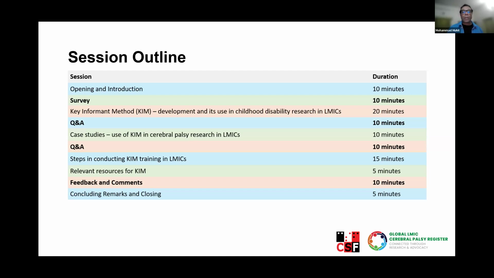And in the third part, we will actually deliver the overall kind of know-how, step-by-step procedure, how to set up a key informant method based register for the children with cerebral palsy in those countries, and what needs to be planned beforehand, how to implement that, what kind of resources, human resources and other resources are required.